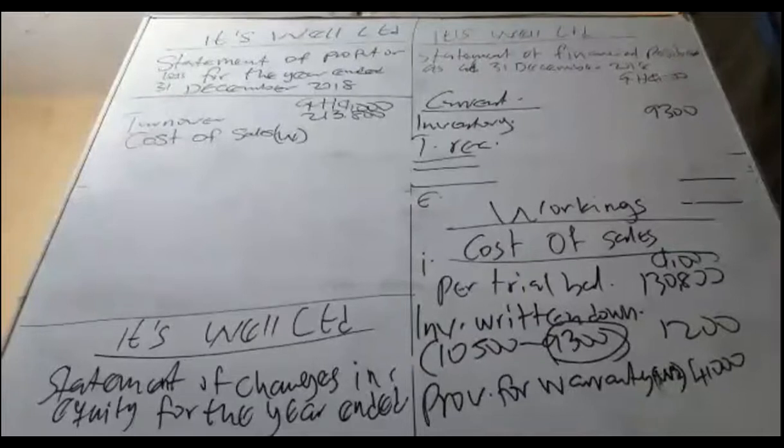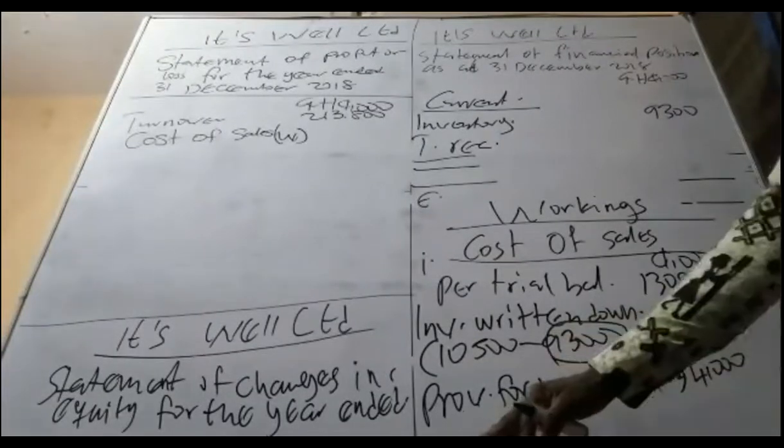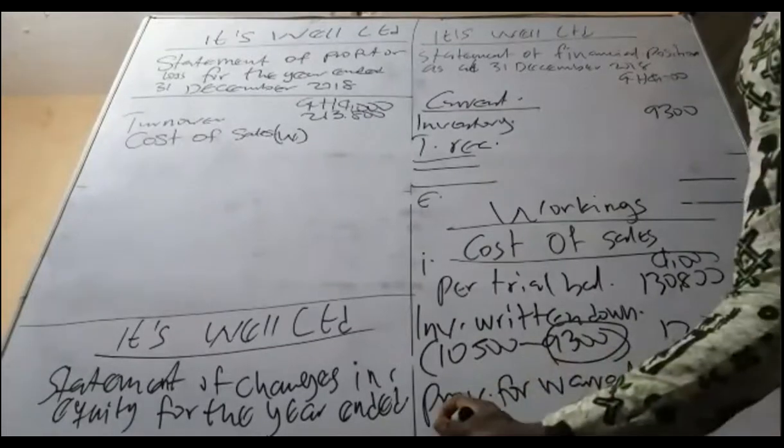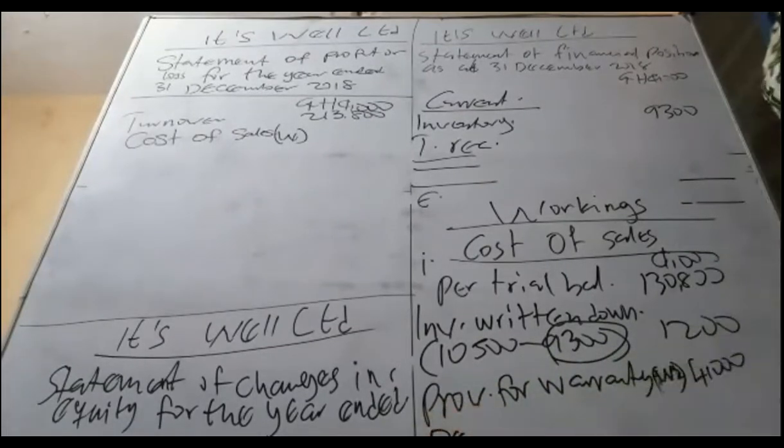Now let's go to depreciation. So cost of sales. They said depreciation must be charged to cost of sales. You have to add it to it. Agreed. Good. So let's record here depreciation.